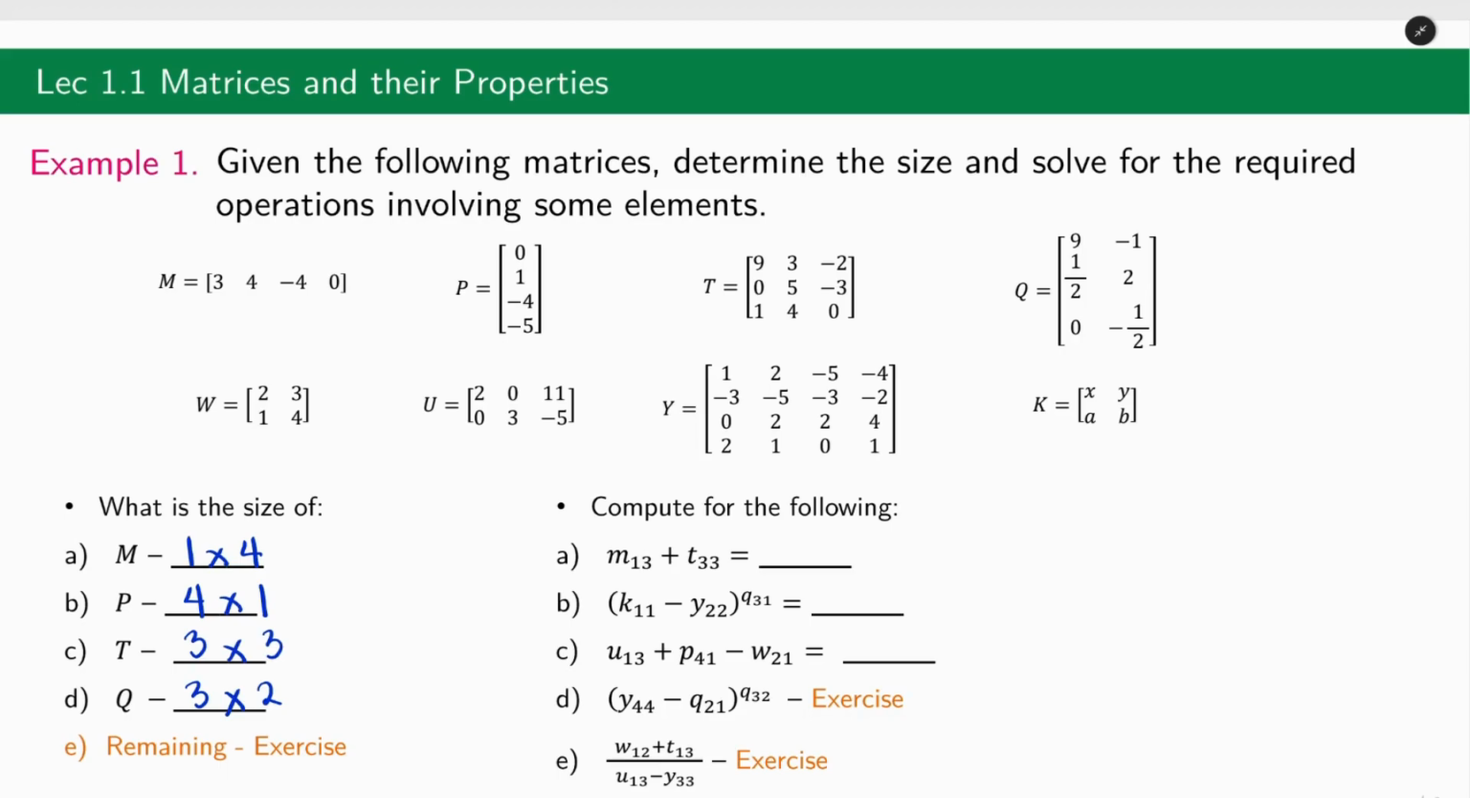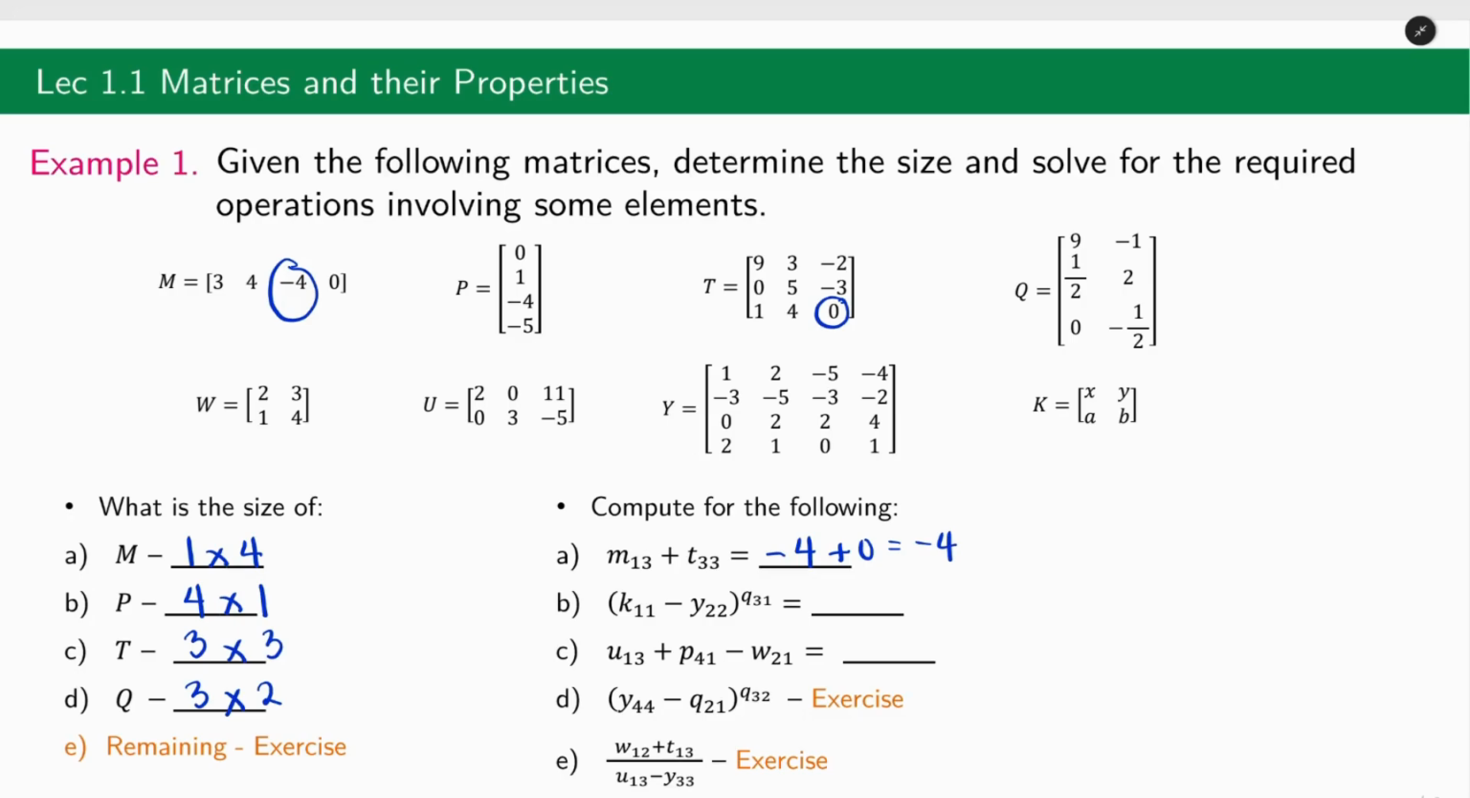Let us now compute the following. Take note that we can get any of the elements of the given matrices and relate them to one another. Compute the following: M sub 1,3 plus T sub 3,3 equals. For M sub 1,3, of course, we look at the matrix M. We are finding the first row, third column entry, so we have negative 4. Next, for matrix T, that would be third row, third column. We have negative 4 plus 0, which is negative 4.